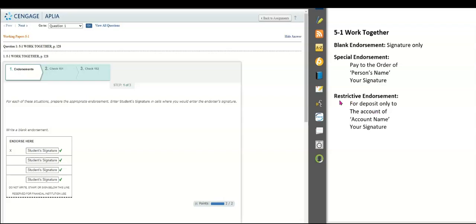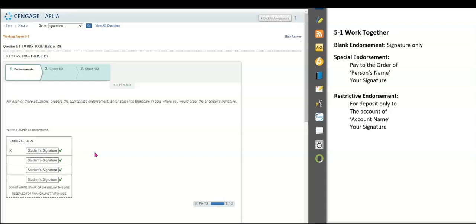And then the last kind is a restrictive endorsement, and that's where the only thing you can do is deposit it into an account, okay? So you can't cash it or anything like that. These first two you can cash for actual dollar bills, or you could put it into an account, however you want. This one, the restrictive endorsement, you cannot cash it. It has to be deposited into an account. So it's kind of a little bit safer to make sure that the money goes where you want it to go, okay?